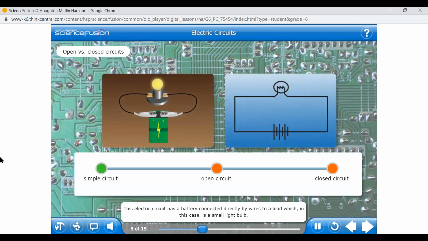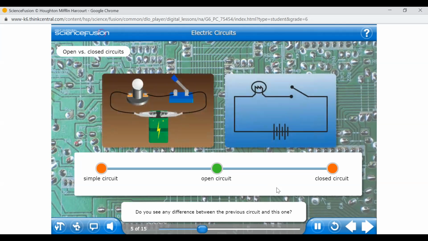This electric circuit has a battery connected directly by wires to a load which, in this case, is a small light bulb. The symbols in the circuit diagram on the right correspond to the circuit components. Do you see any breaks in the circuit? Because the circuit is a continuous loop, electric charges are flowing through the circuit.